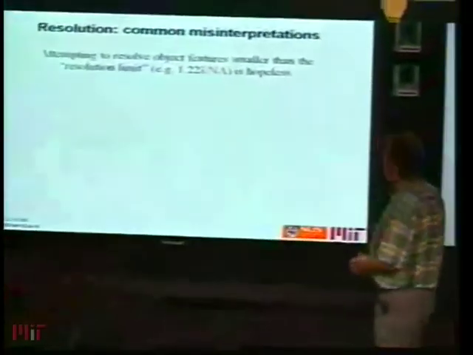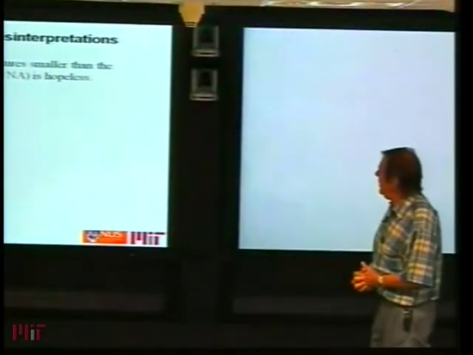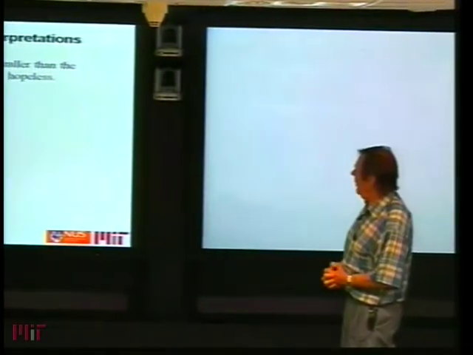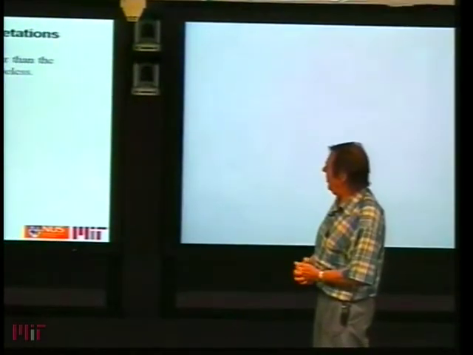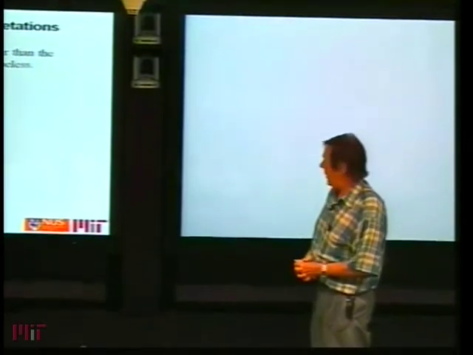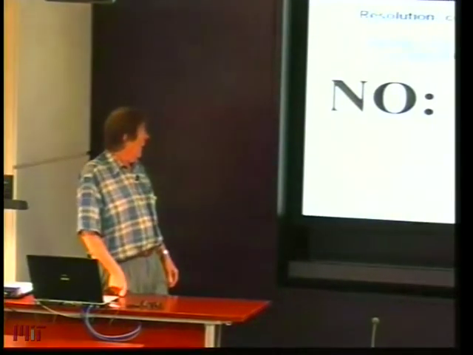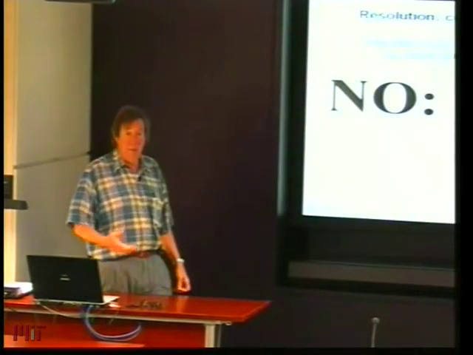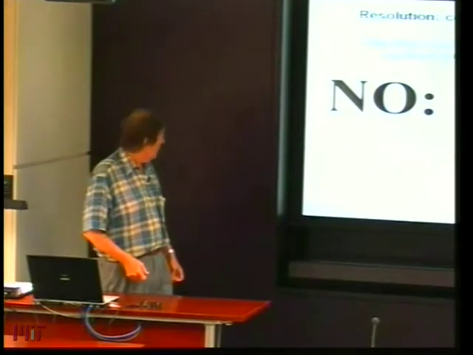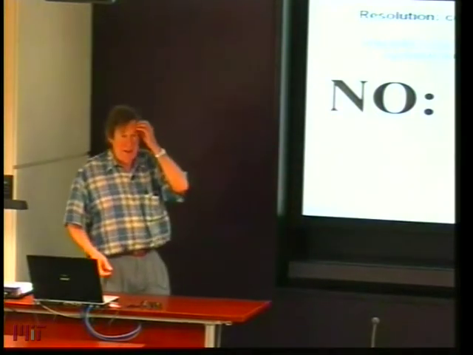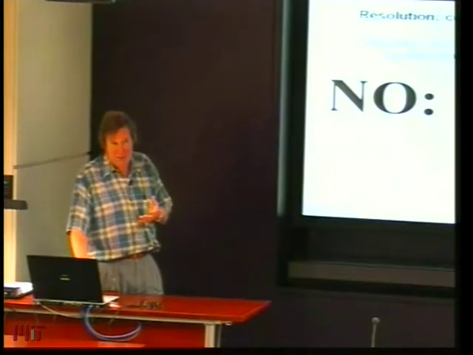Okay, so now some common misinterpretations. Attempting to resolve object features smaller than the resolution limit, i.e. 1.22 lambda over NA, is hopeless. So he's saying that that's not strictly true, because, for a start, this is not a sudden cut-off, and it depends on the presence of noise and other features. So there's a very big no to say that; yes, you can sometimes see things which are smaller than the resolution limit.